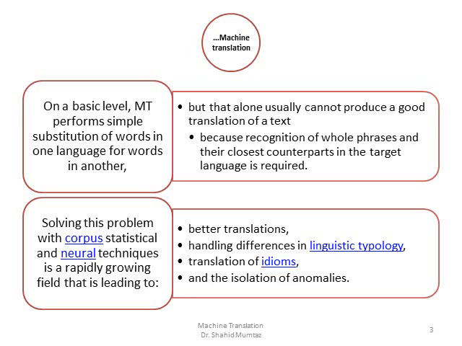Solving this problem with corpus statistical and neural techniques is a rapidly growing field that is leading to better translations, handling differences in linguistic typology, translation of idioms, and the isolation of anomalies. So with the help of corpus statistical and neural techniques, the quality of translation has been improved.